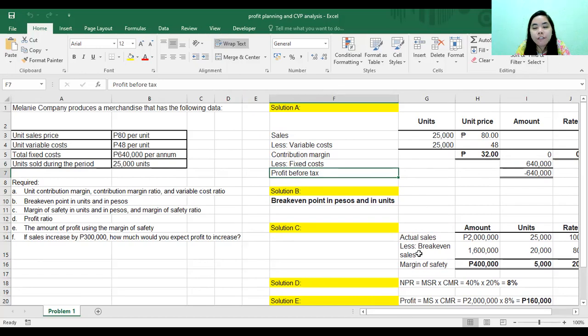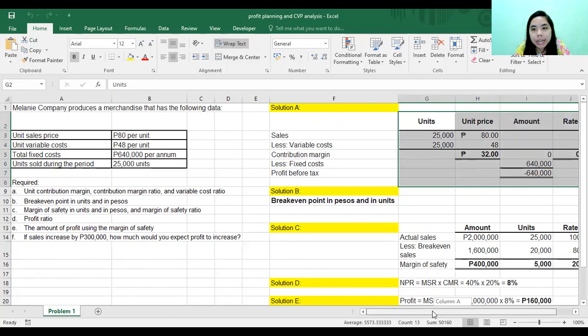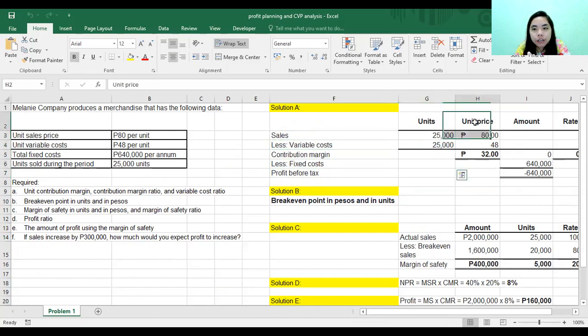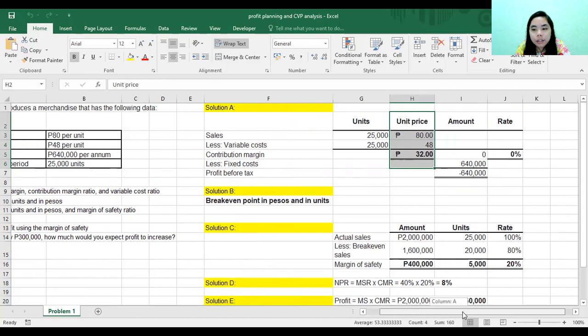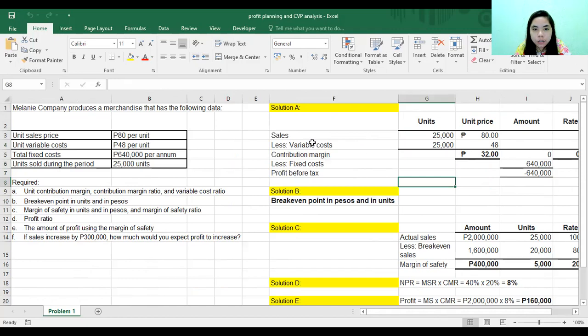But first, let's have this set up. So, 25,000 units. You have here your variable costing model, so we can see everything: your sales, your variable cost, your contribution margin, your fixed cost, and your profit before tax. But it didn't mention if there is tax, so let's consider this as your profit. You have the number of units, the price per unit, the total amount, and the rate, so we're hitting many birds with one stone.